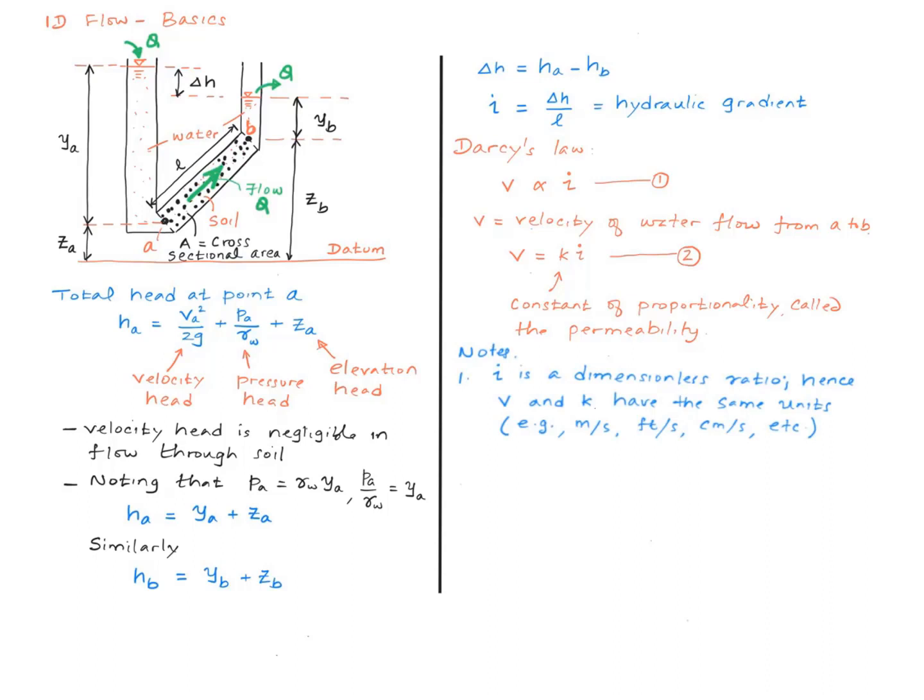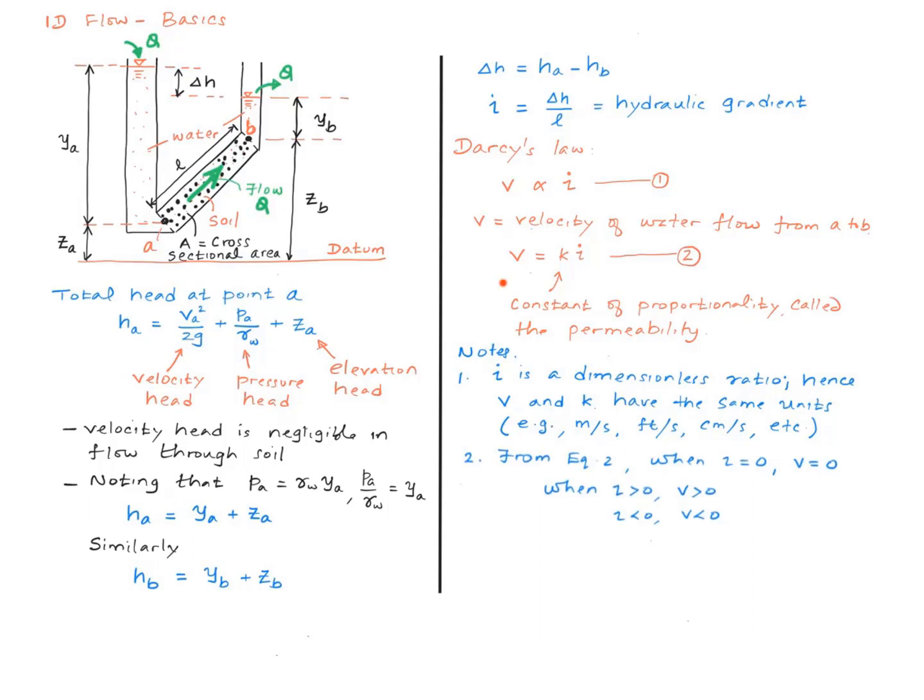Some observations. We know the dimension of the total head is length, right? And therefore, hydraulic gradient is a dimensionless quantity because you are dividing length by length again. And therefore, coming back to this equation, we can see the velocity and the permeability must have the same units. So, for example, it could be meter per second or foot per second or centimeter per second and so on.